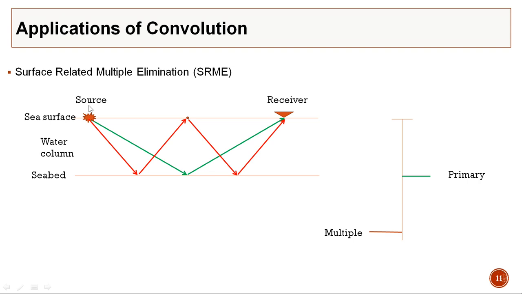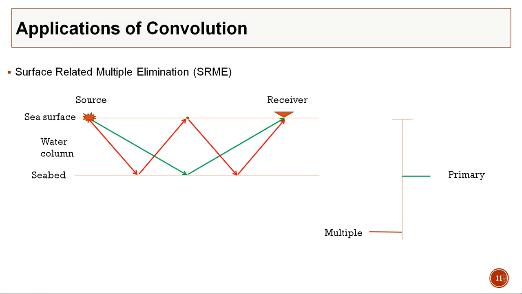So the distance between the source and the receiver is called offset. The time of the multiple will be twice the time of the primary if we assume zero offset. If the source and the receiver are at the same location, the path will be just vertical, so the multiple time will be exactly double that of the primary event.